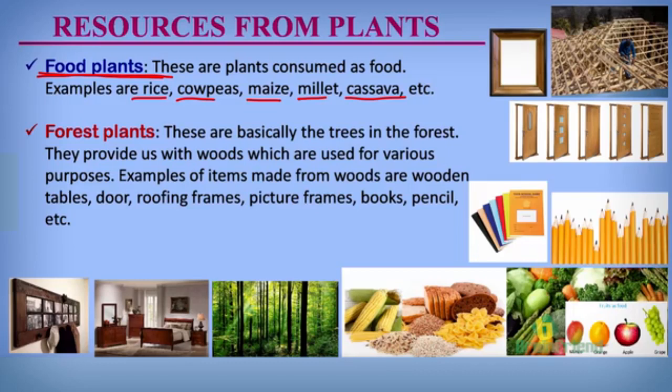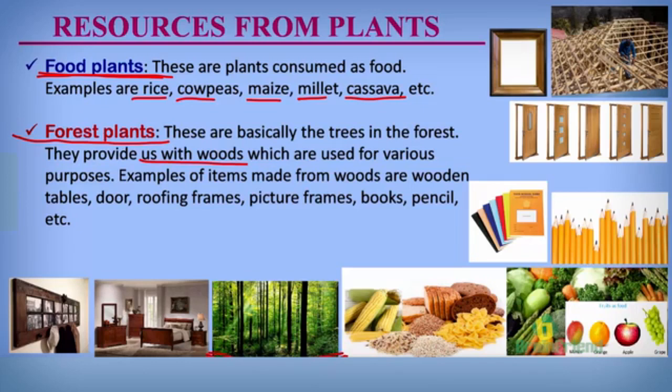Another group of resources derived from plants are forest items. Now let me explain. A forest is an expanse of land that is filled up with trees. So in forests, there are so many trees. These trees in forests provide us with wood. The wood we use in our environment for various purposes is all gotten from forests. We use wood to make various items.